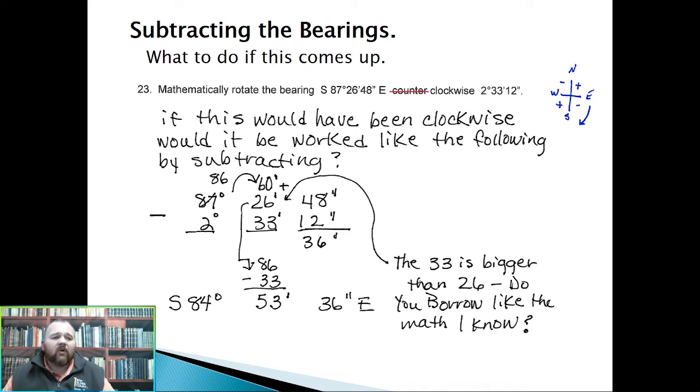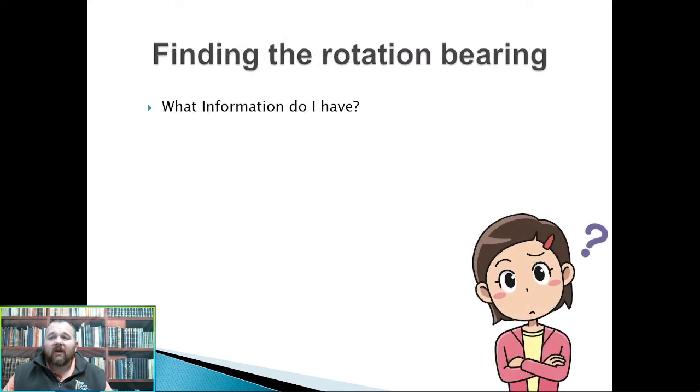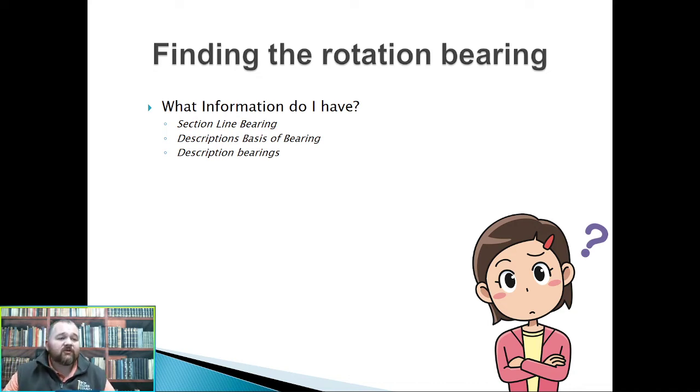But we're going to give you some information about finding the rotation of the bearing, because this is on the test, and so there will be a problem like this. So let's pay attention to what we have here. Let's talk about what information we have in real life about finding the rotation. So what information do we typically have? We would typically have the section line bearing, so we know what the section line is. We'd have the description's basis of bearings, and then we'd have the actual description.